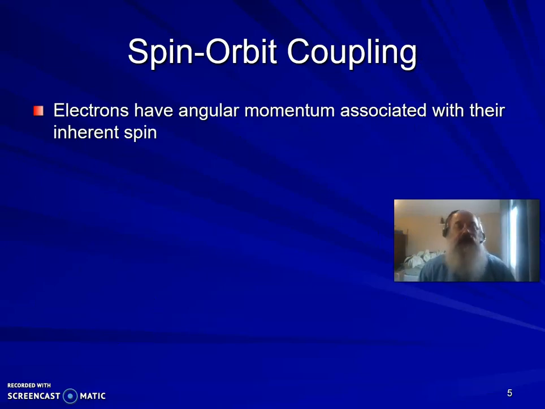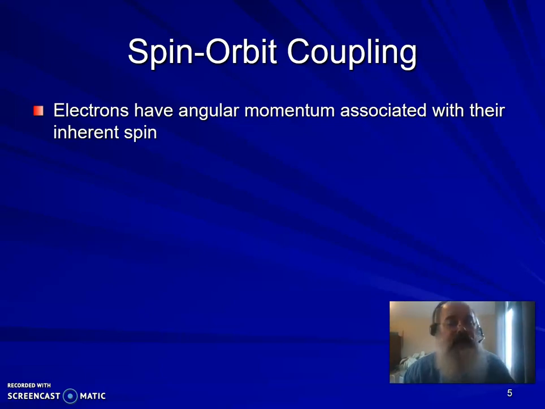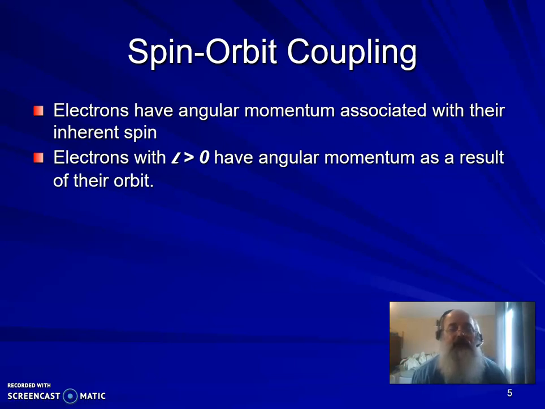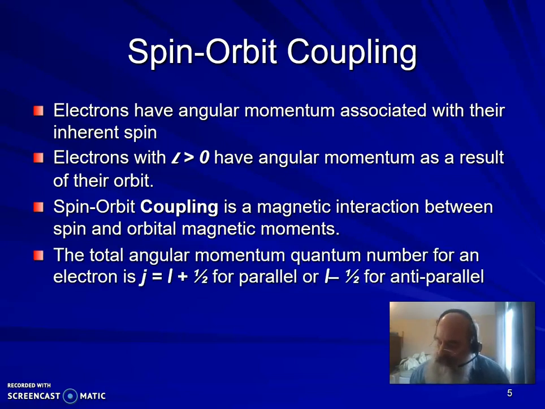Electrons have an angular momentum associated with their spin as well as with their L quantum number. And those two angular momenta, the angular momentum that's associated with their orbital shape and the angular momentum associated with their spin, can couple with one another in some cases. So electrons with L greater than 0 have an angular momentum as a result of their orbit. They also have an angular momentum as a result of their spin. Spin-orbit coupling, so there's a vocabulary term for us, is a magnetic interaction between spin and orbital magnetic moments. The total angular momentum quantum number for an electron, then, we're going to call that number J, and it's going to be L plus 1/2 for parallel spin and L minus 1/2 for anti-parallel spin.